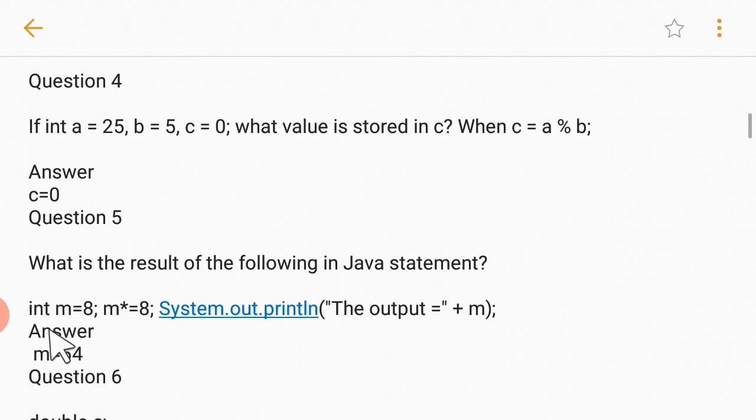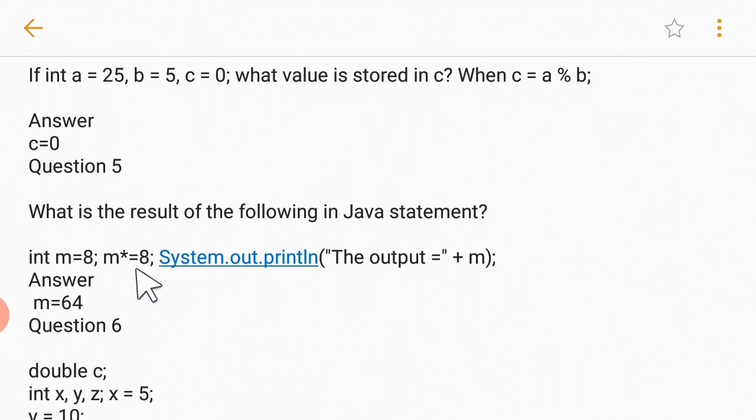After that students, question number 5. What is the result of the following Java statement? Here m = 8, m = m * 8. So m has the initial value 8 and m is being multiplied by 8 also. So the output will be 64. Alright. So the answer m = 64 will be there.